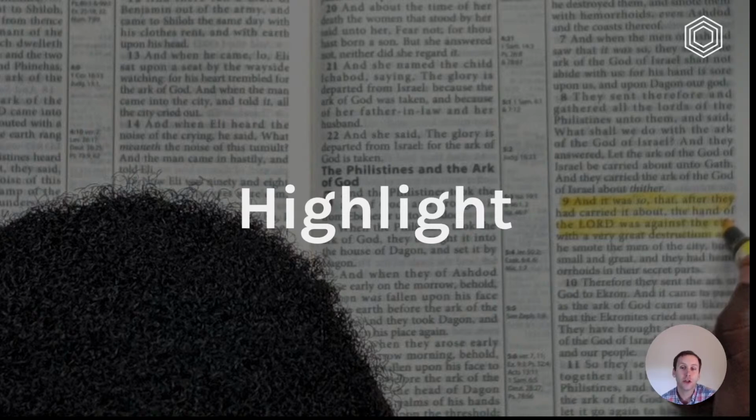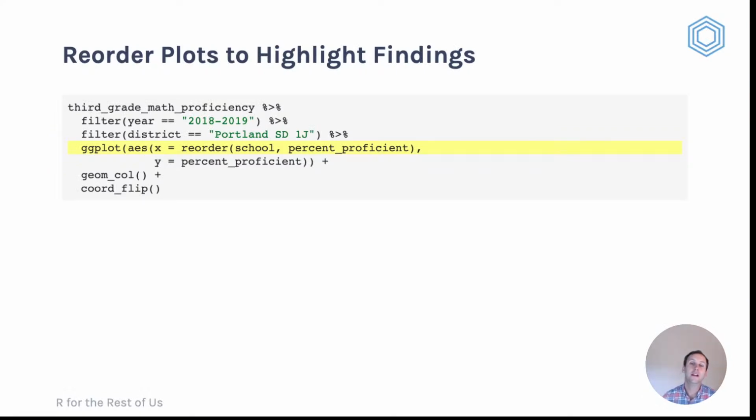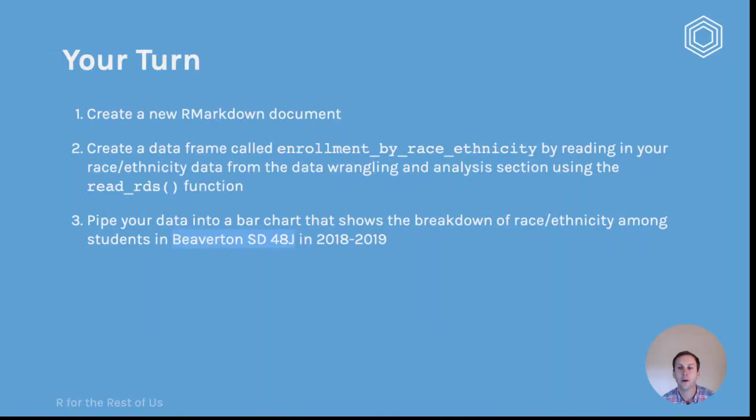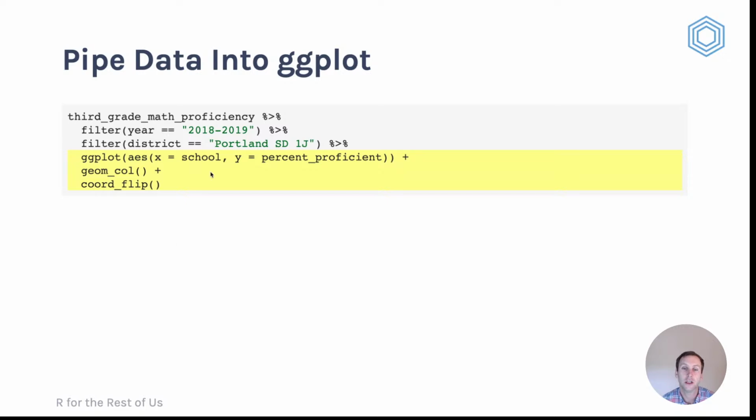The first way we're going to do this is by reordering our plots to highlight findings. So let me give you an example of what I mean. When I did my plot before, if you recall, it just had all of the schools. In fact, I can even flip back and remind you. It just had all the schools in descending alphabetical order, right? Because all I did was x equals school.